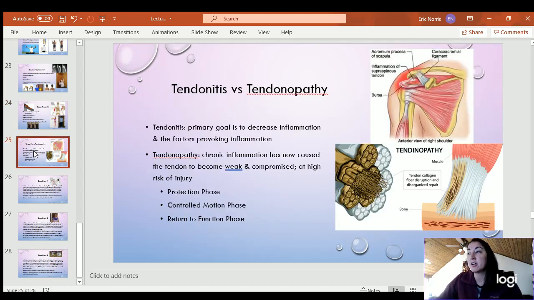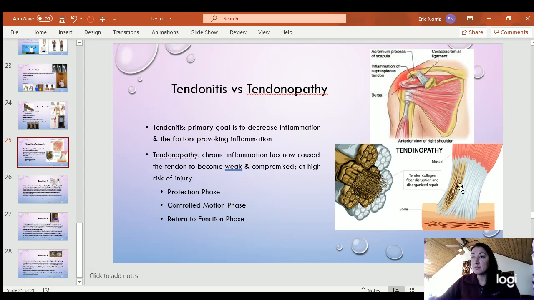Now, the last thing we're going to talk about is tendinitis versus tendinopathy. With tendinitis, it's just the inflammation that is in the tendon itself, so it's just irritated and inflamed. But with tendinopathy, it occurs after there's been chronic inflammation, and that chronic inflammation has now caused the tissue to start to break down. It's become weak and compromised. Basically, some of the fibers are disrupted, they're disorganized, and it's easy to tear. That's the issue. With tendinopathy, it's become weak and more likely to tear.